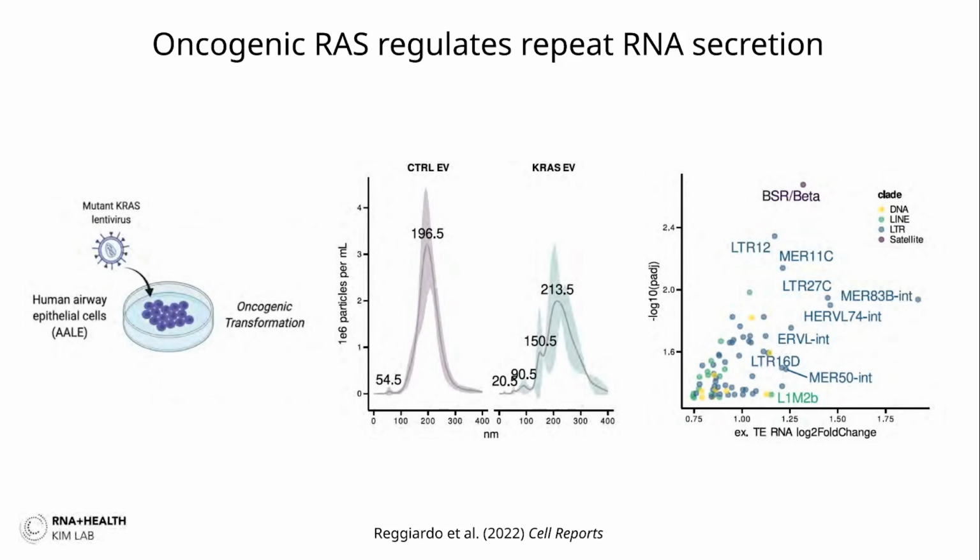And so when you take these vesicles and you sequence the RNA, you're able to identify all of the RNAs that are significantly enriched in the mutant KRAS population.